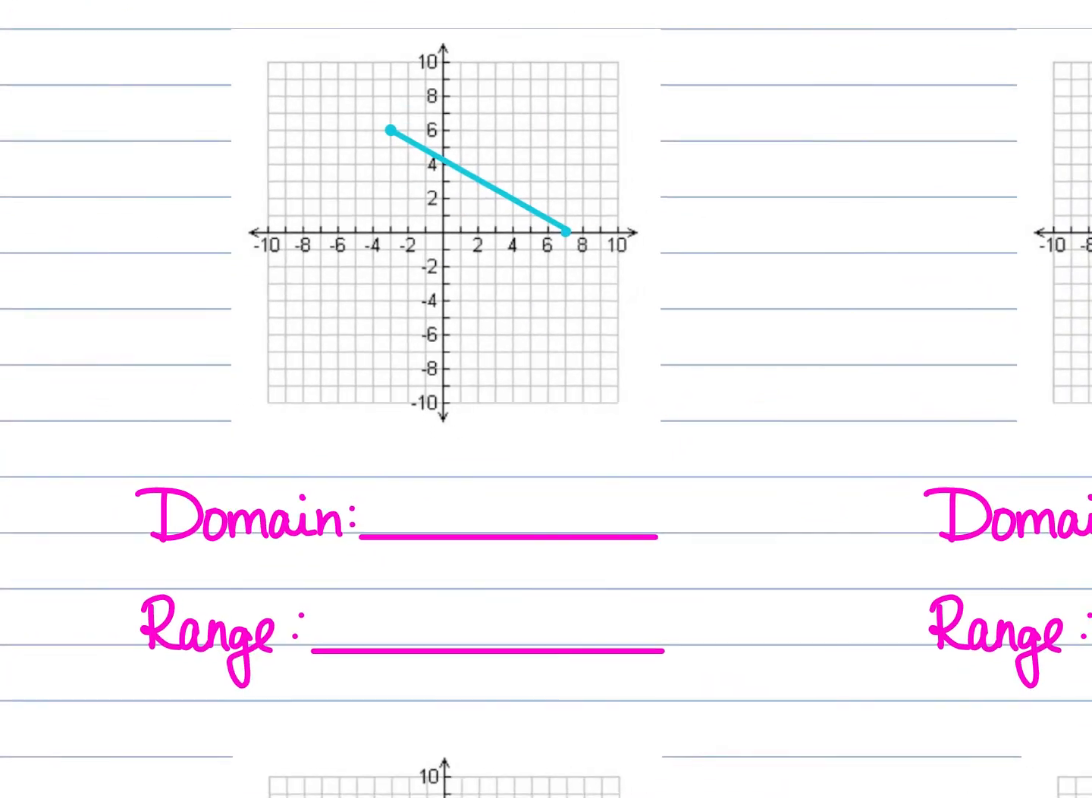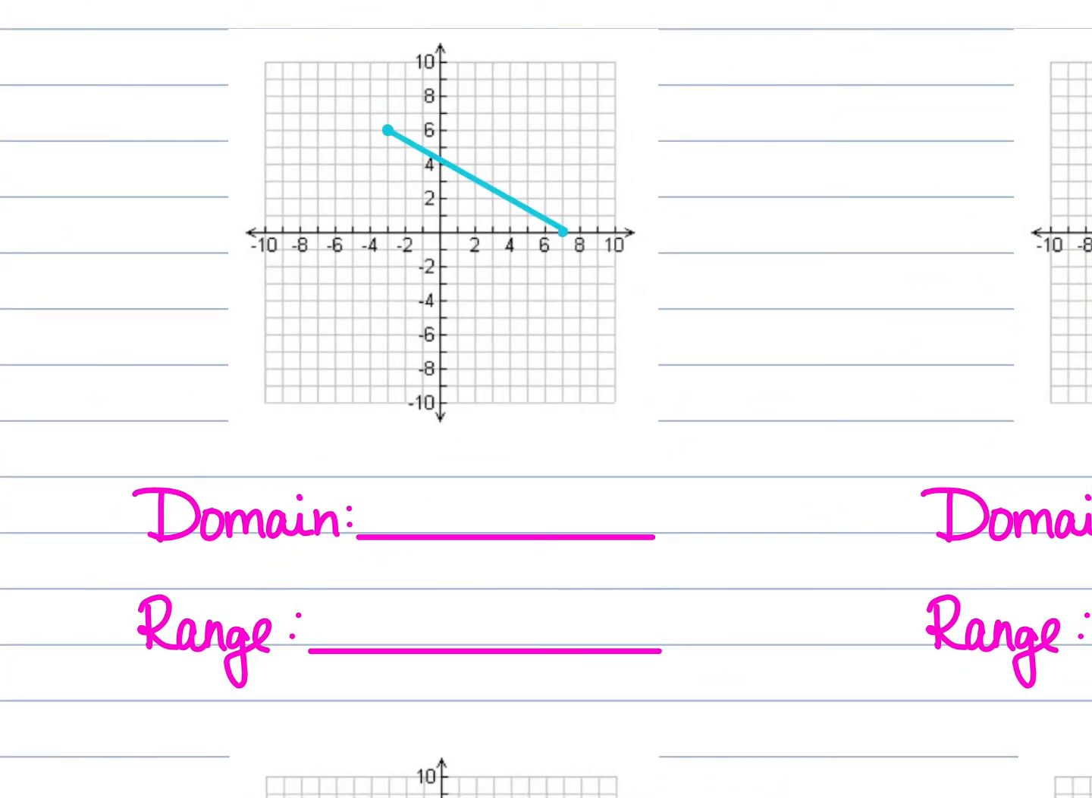Try this one, pause the video, try it on your own. Okay, let's see what you got. So domain, lower bound for domain, it looks like -3, and it's going to be a bracket. Upper bound is 7. Range, lower bound is 0. Upper bound is +6, also bracket.